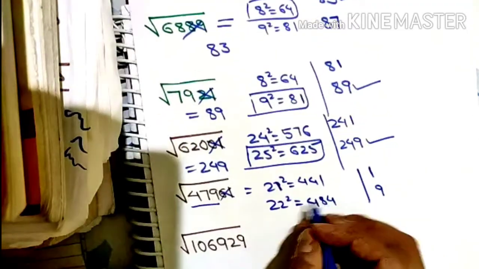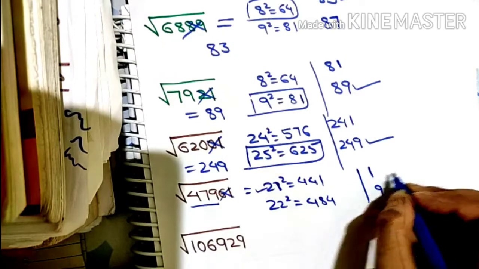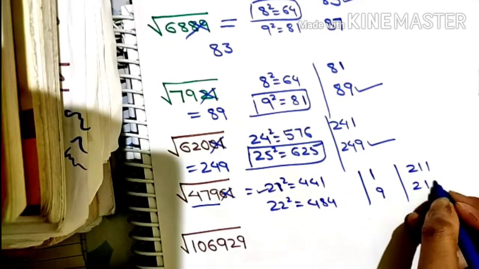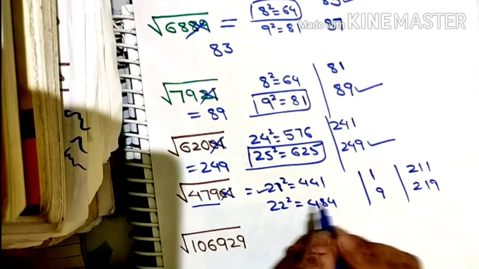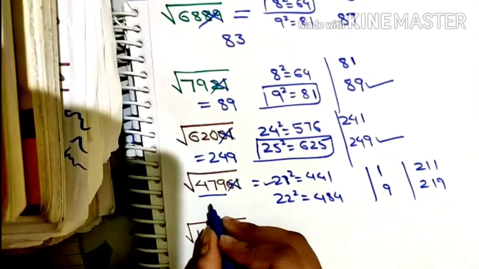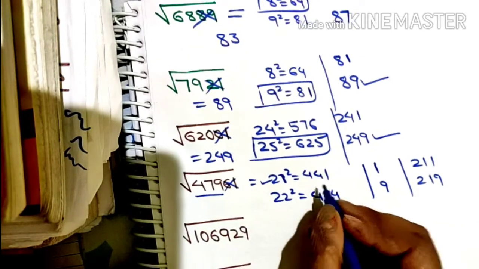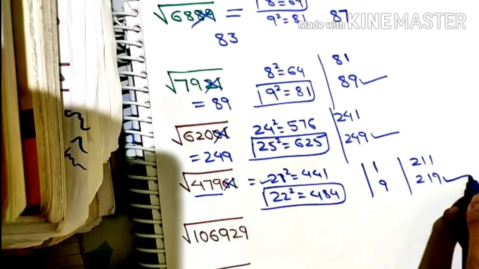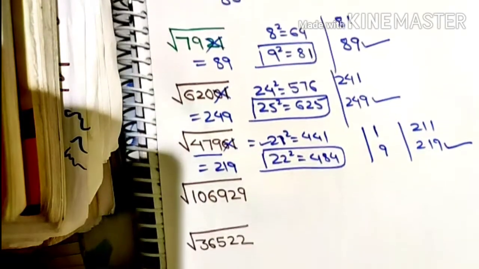Okay. Then we have to choose the smaller value, that is 21. Then there are two possibilities, 211 or 219. Okay. Now we have to see 479 is closer to which one. So here we can see 479 is closer to 484 in comparison to 441. So we have to choose the bigger value. This means 219 is the square root of the number.